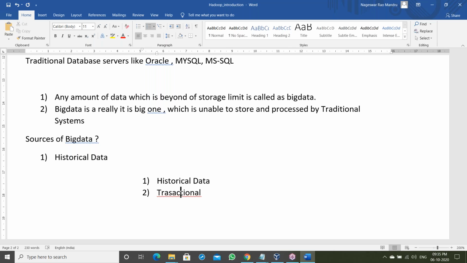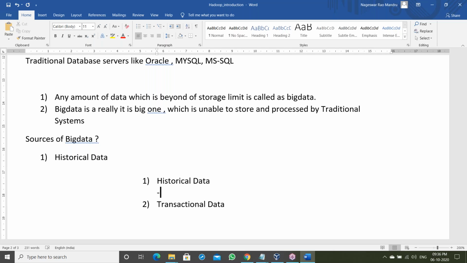Historical data, transaction data. Yes, Hadoop is for the historical data. Next is transaction data here. So what is historical data? What is transaction data? Hadoop is always for historical data, not for transaction data. Okay. So what is historical data here?